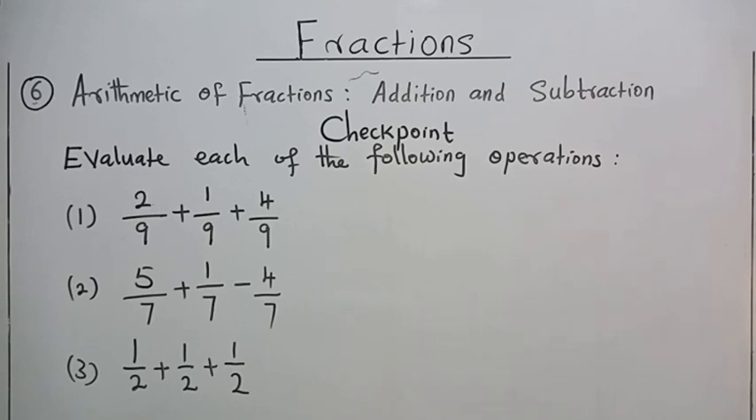Evaluate each of the following operations. The first one says 2 over 9 plus 1 over 9 plus 4 over 9. Please remember that law that is used in adding and subtracting fractions that possess the same denominator. Number 2 says 5 over 7 plus 1 over 7 plus minus 4 over 7. Number 3 says 1 over 2 plus 1 over 2 plus 1 over 2. Something will happen that I've not spoken of when you get the answer to this number 3. When you get the answer, find out what new thing has happened.